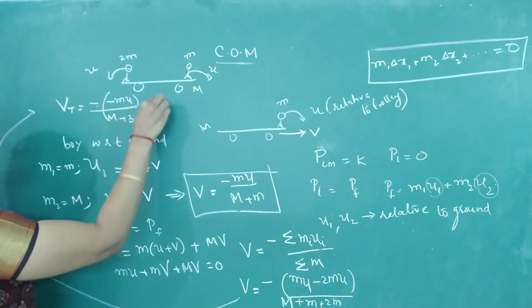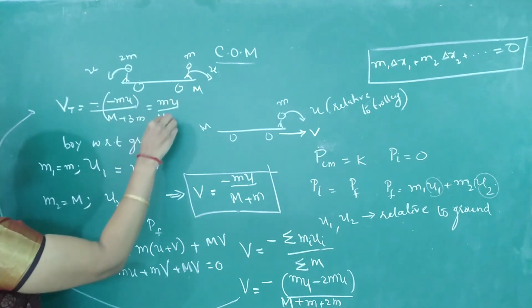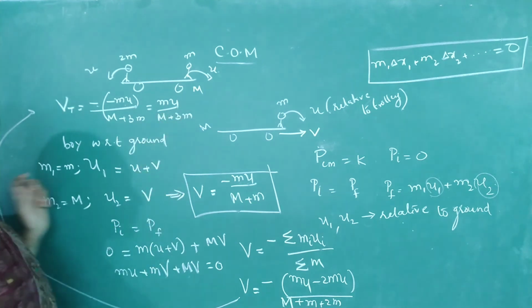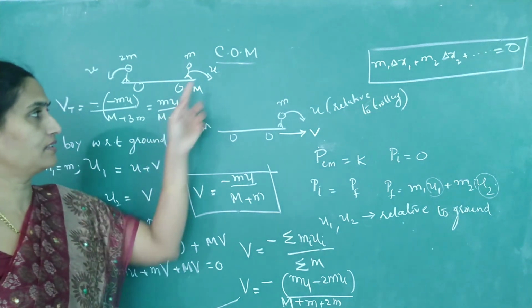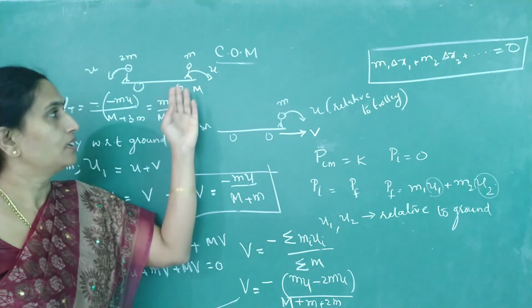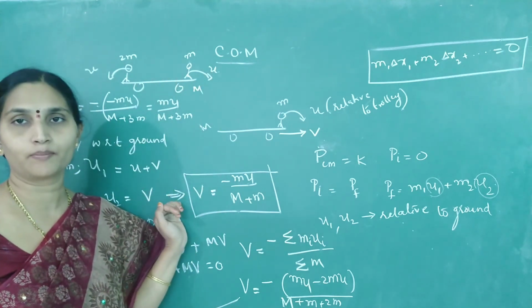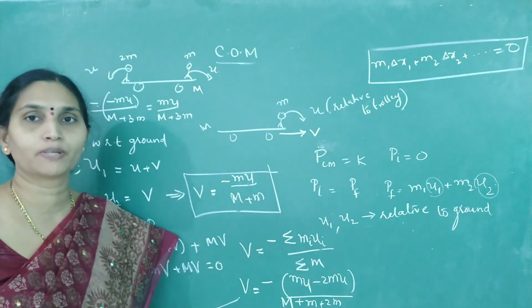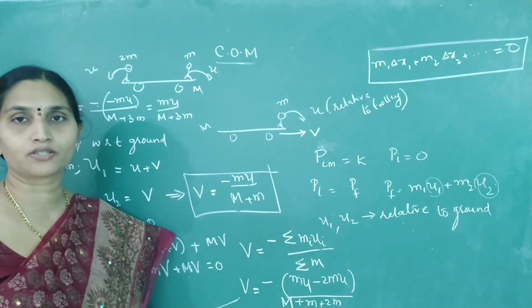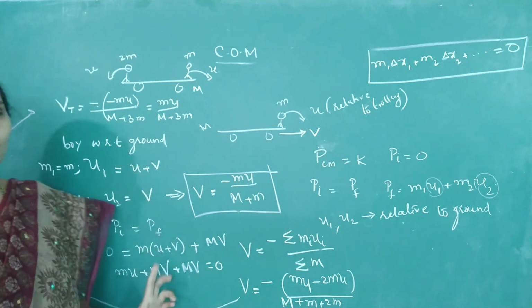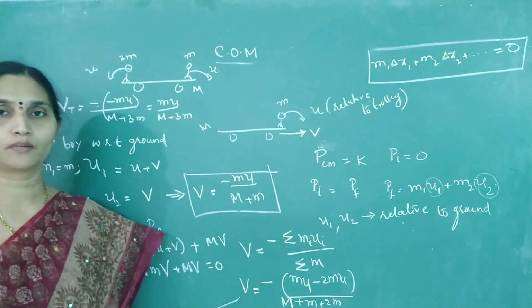You are getting a positive value. Implies the trolley is going to move in which direction? Forward direction. But take care, this should be done simultaneously. If one person jumps and then after that the second one jumps, then this rule is not applicable. We have to use conservation of momentum again after the first situation. So this is how you can solve the questions on conservation of linear momentum.